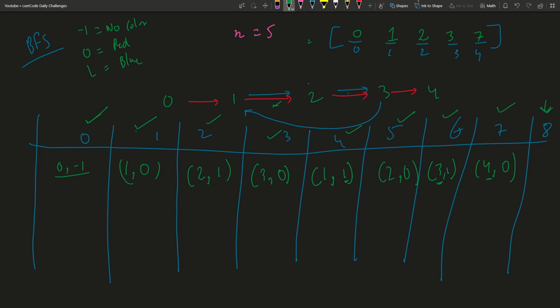But here you can see our queue is empty. Once our queue is empty, what we are going to do? We are going to break our loop. And once we break our loop, we can see that we have already calculated all the possible shortest paths from 0 to all other nodes. We are going to return this particular result.